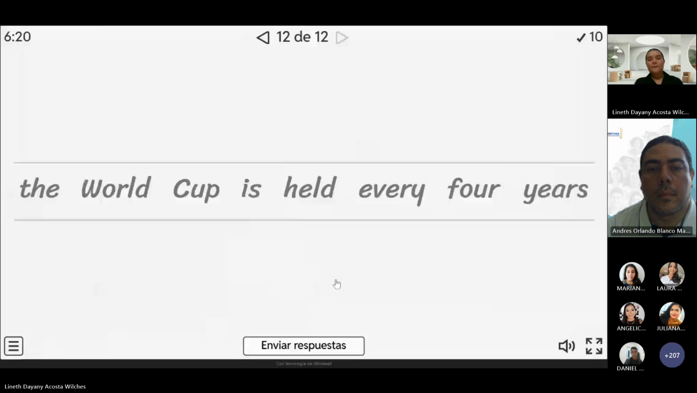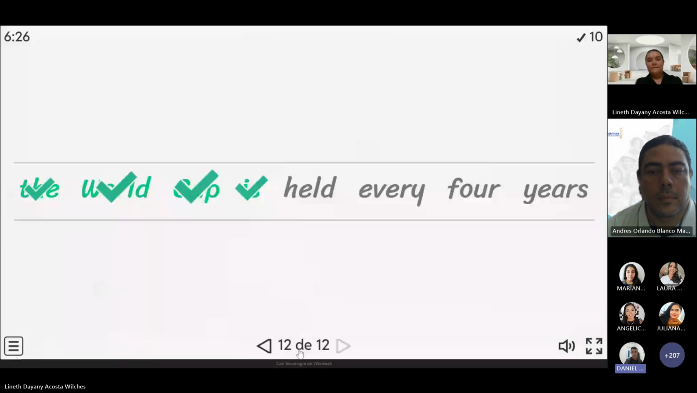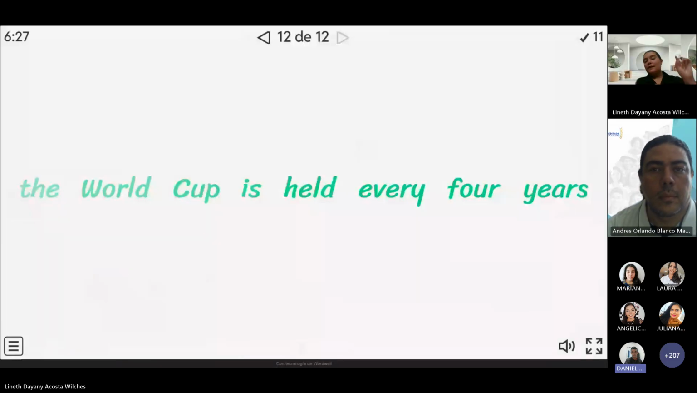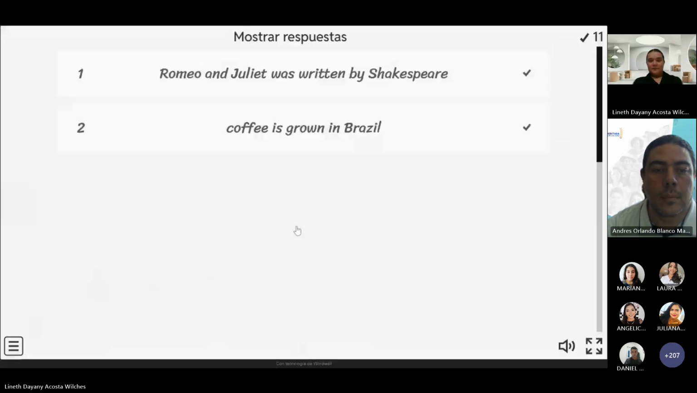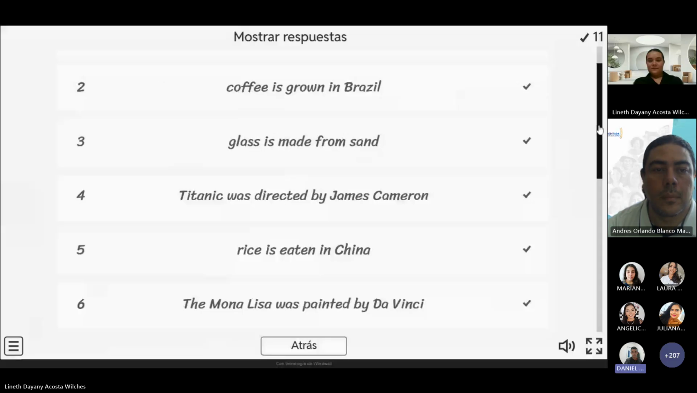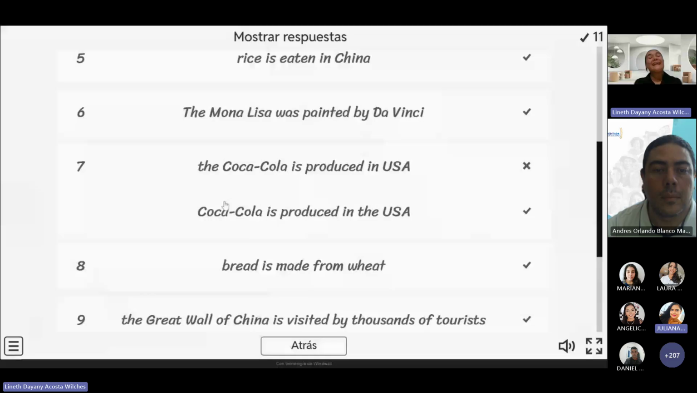In this way? Yes, okay. Just missing one. So, the right one is Coca-Cola is produced in the USA. Yes. Remember, it is a lot of states, so that's why we use the article the. Okay?